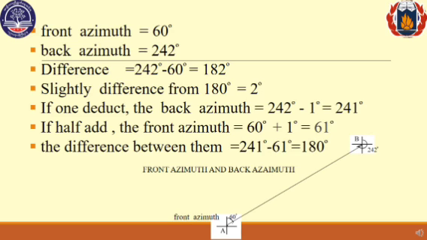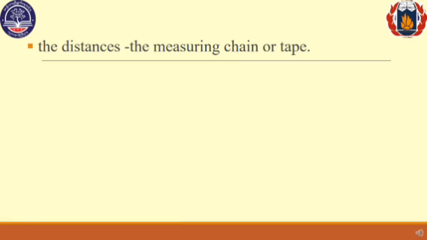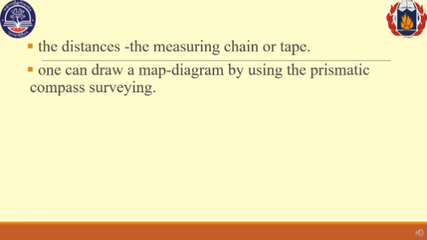The distance between stations and the offset can be measured with the measuring tape or chain. In this way, we can draw a map.